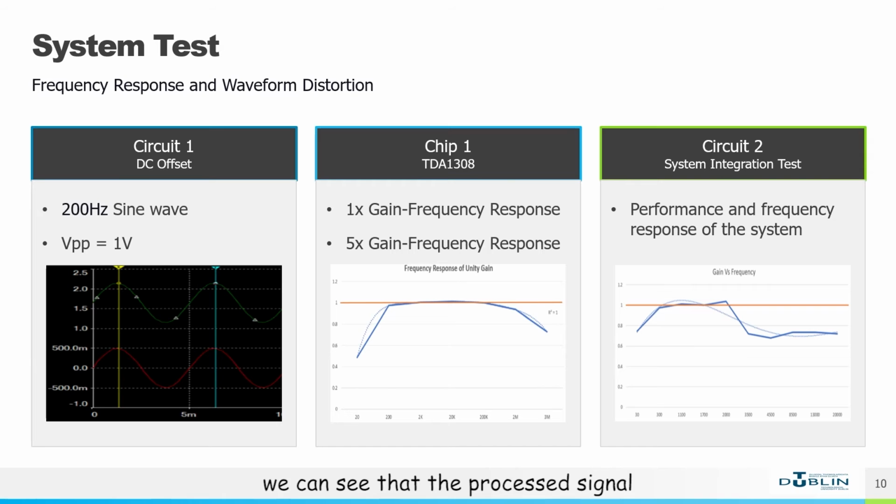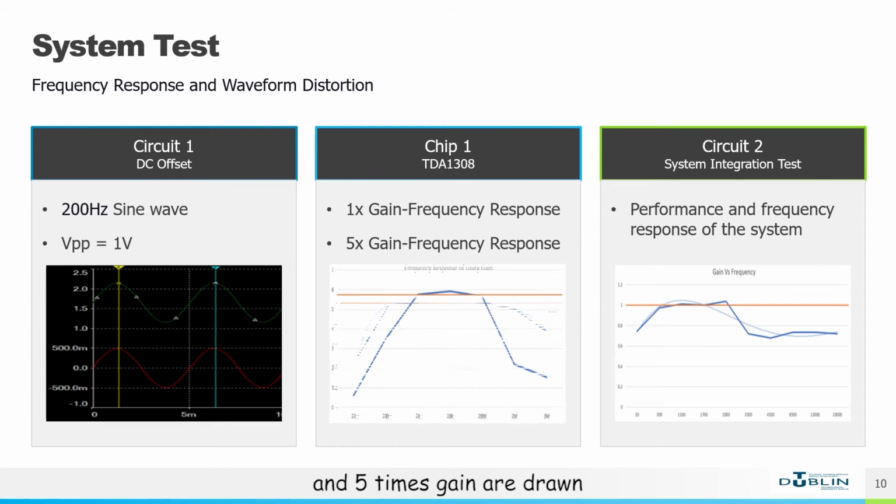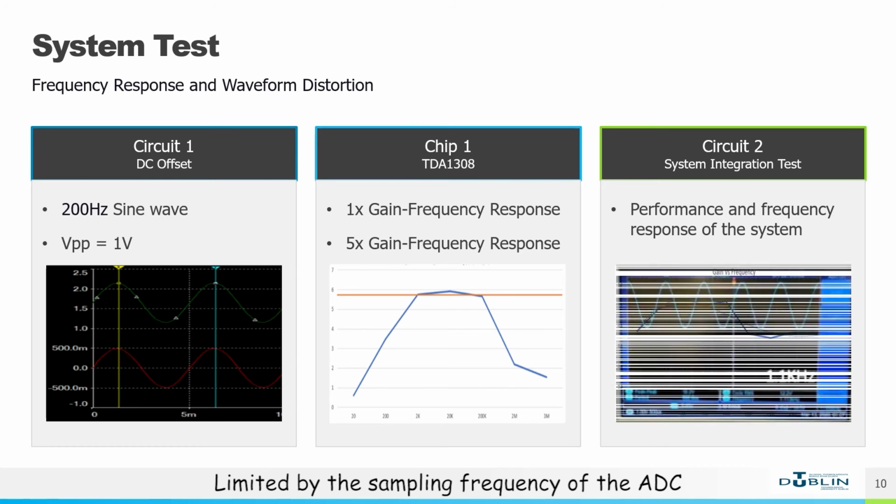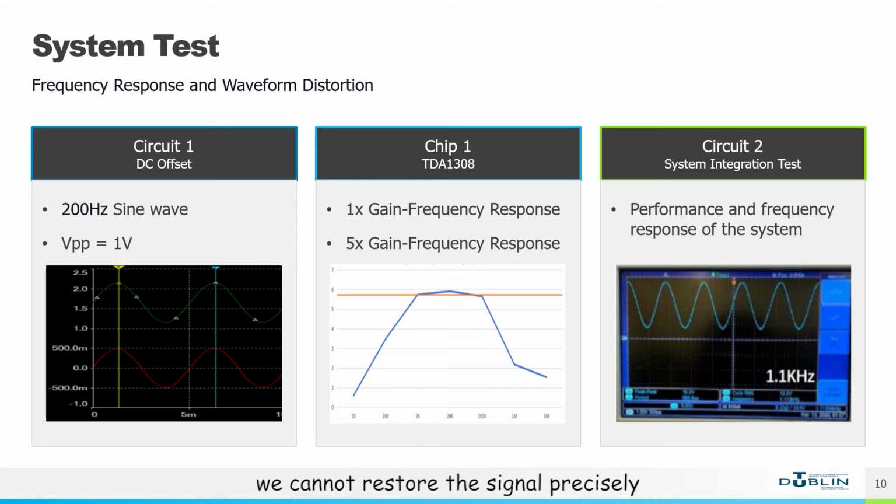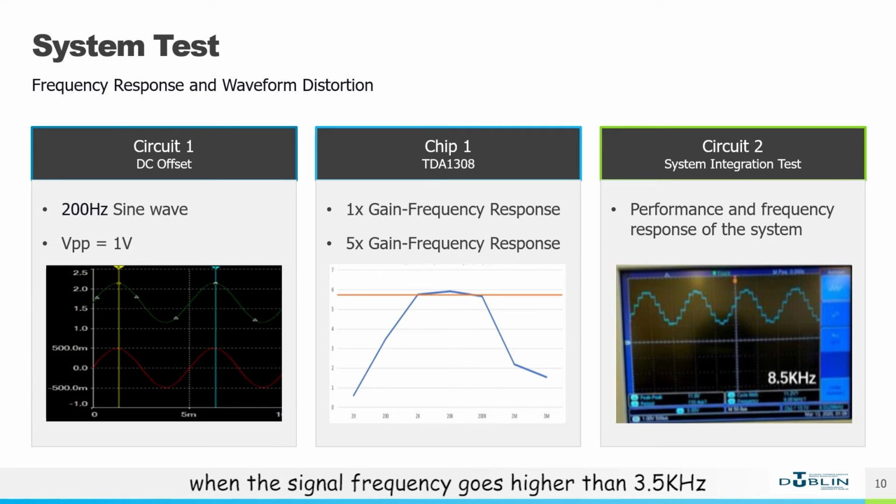From the result, we can see that the processed signal has no negative components, while the phase and shape are the same as the original signal. For the headphone driver circuit, the frequency response curves for unity gain and 5 times gain are drawn. From the last test result, we can see that the gain is slightly attenuated at very low frequency. But the frequency response of the whole system looks not bad. Limited by the sampling frequency of the ADC, we cannot restore the signal precisely when the signal frequency goes higher than 3.5 kHz.